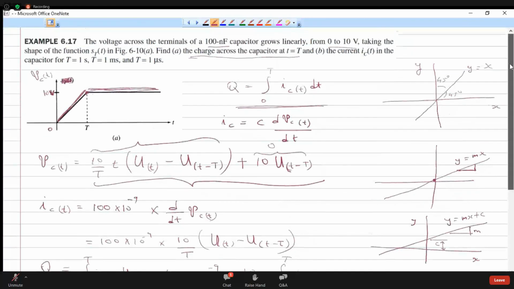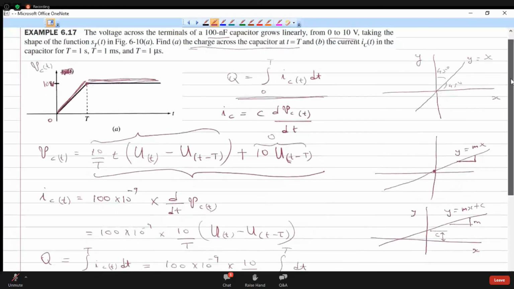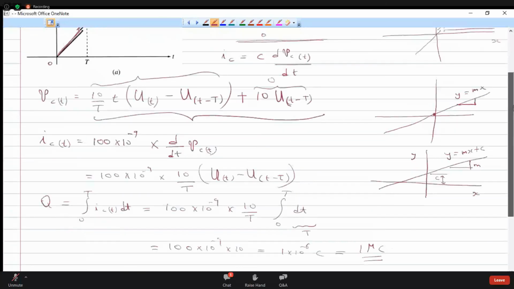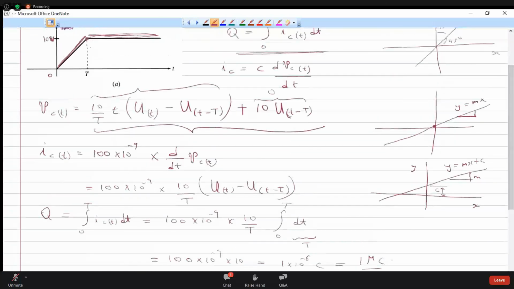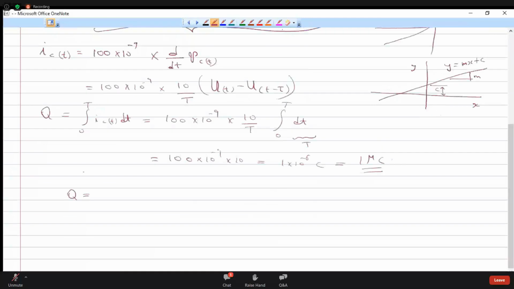So why take all these pains? There is one simple method. If we know the capacitance value and the voltage across the capacitor, we know that the voltage is linearly rising from 0 to 10 volt and is going to remain the same. So what is the voltage across the capacitor? It will be equal to 10 volt itself.